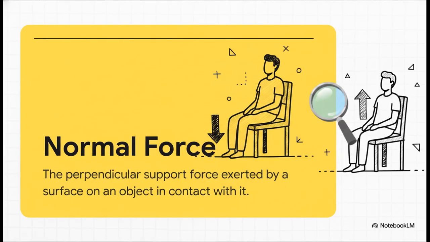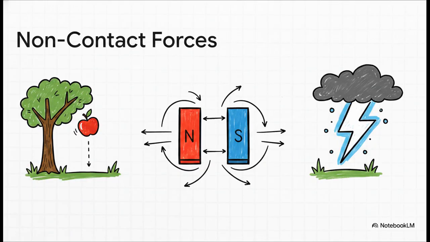But I really want to pause on one specific contact force because it is literally happening to you right now, and that's the normal force. By definition, it's the perpendicular support force exerted by a surface on an object in contact with it. Think about your current state right now. You're probably sitting in a chair, right? Gravity's pulling your mass downward. So why aren't you just falling straight through the floor? Well, it's because the chair is actively pushing up on you with a normal force that is exactly equal to your weight.